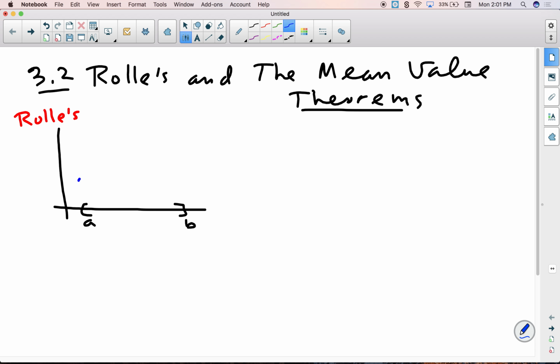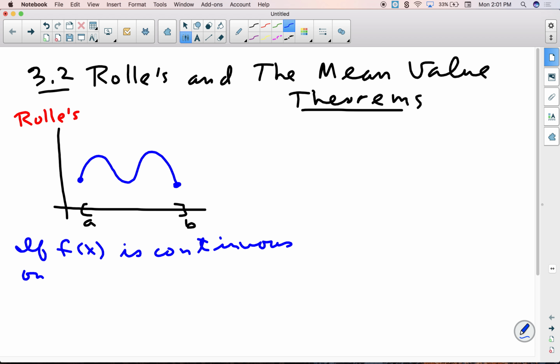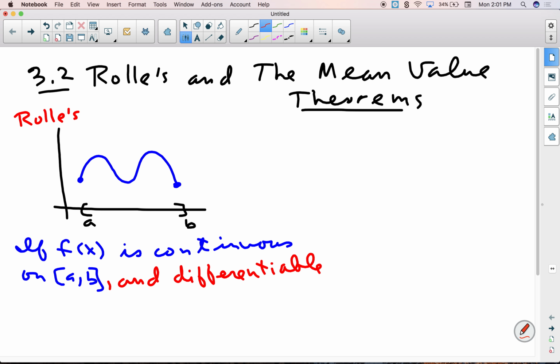Rolle's theorem says this, that if you've got a continuous function on some closed interval, and differentiable on the open interval, and one more, f of a equals f of b. Okay, so there are three conditions there.